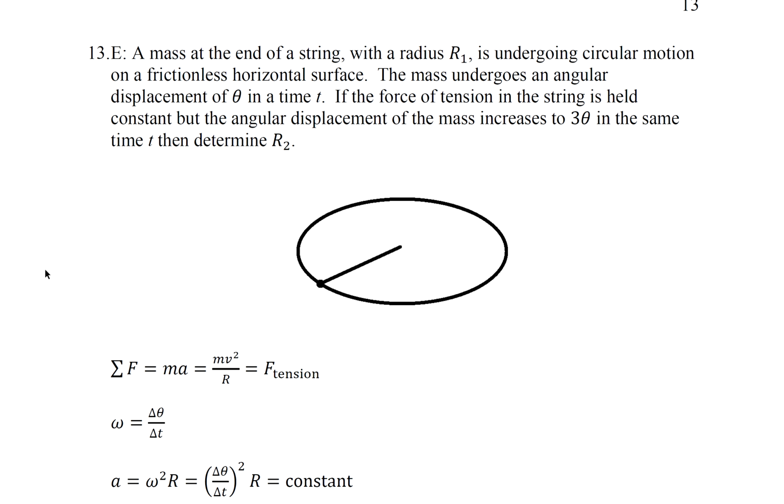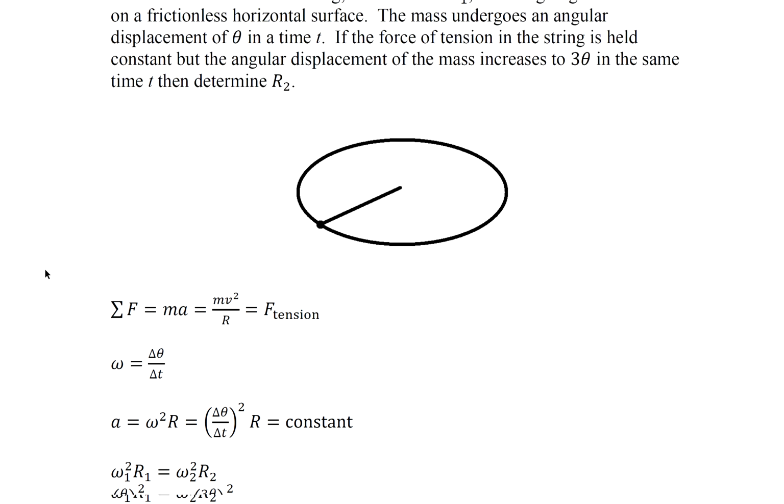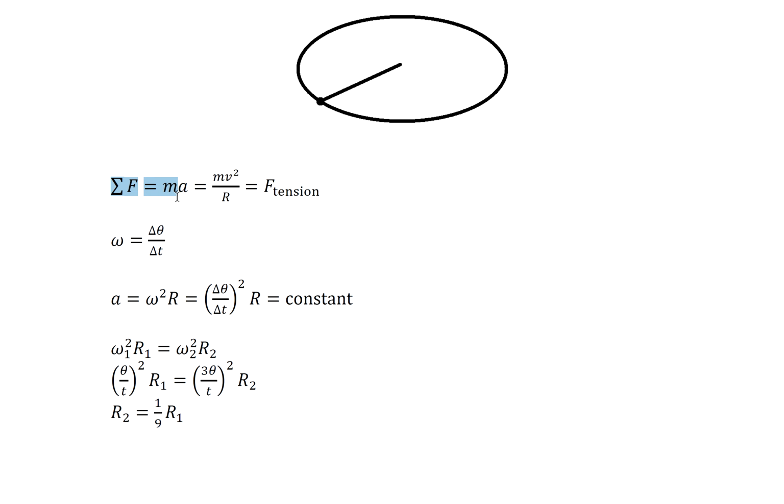So read this question once, twice, try to understand what we're going to do. Sigma F equals ma equals mv squared over r equals force of tension. Omega equals d theta over dt. This is not something that you've learned so far. Acceleration is equal to omega squared r equals a constant. So now we just compare two different situations. So we just solve for R2.